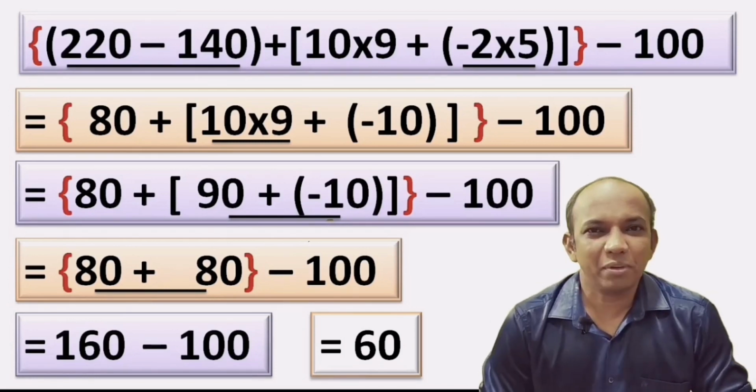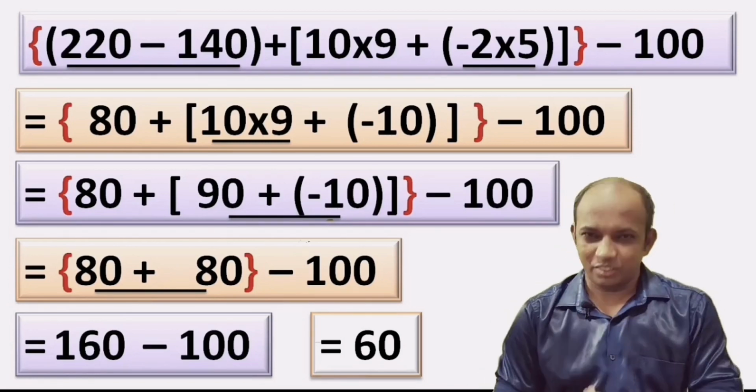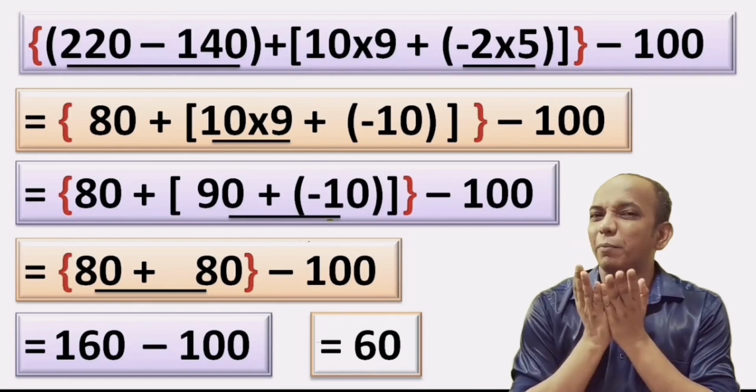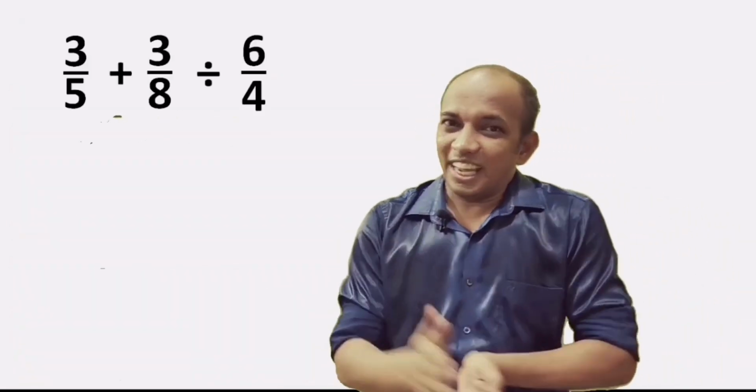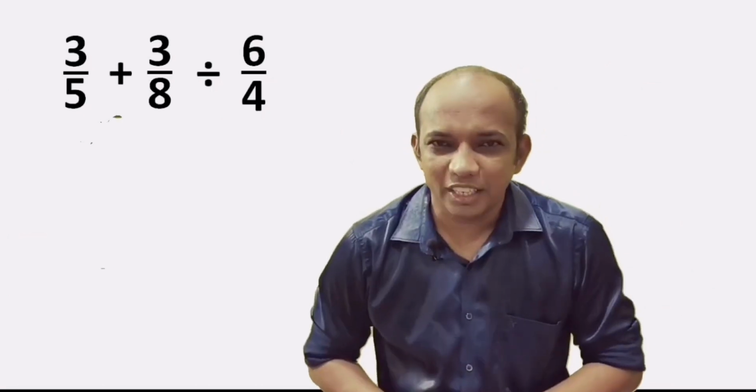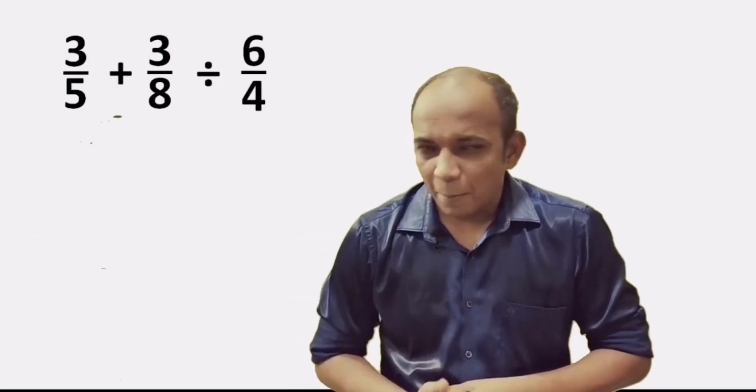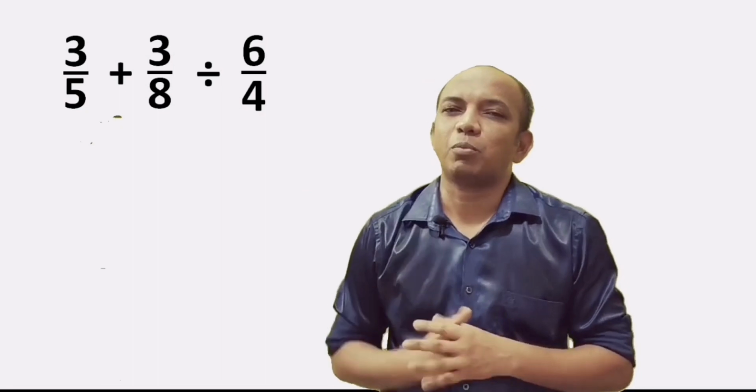Boys and girls, I hope you remember the rules of addition of fractions, along with division of fractions, because in this question we are going to utilize both. So the question is 3 upon 5 plus 3 upon 8 divided by 6 upon 4.